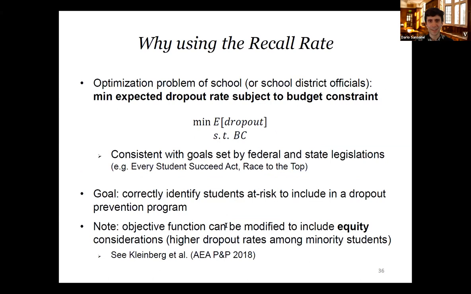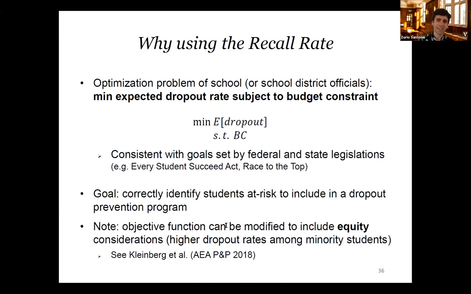So I won't go into details about the model. You can see that in the paper. But basically, reading the state and federal legislation in the US, it makes sense to think that what schools want to do is to minimize the expected dropout rate subject to some budget constraint.